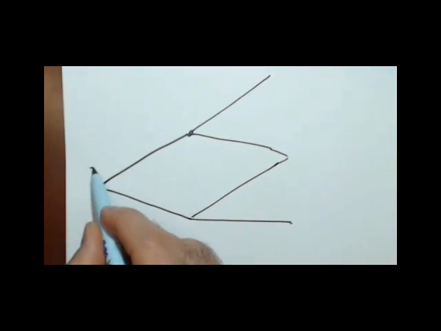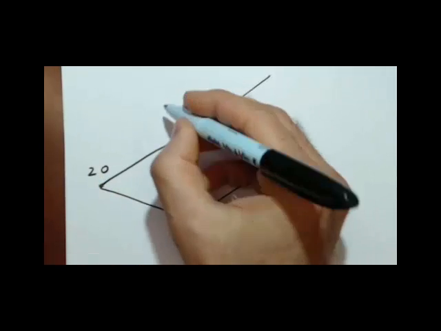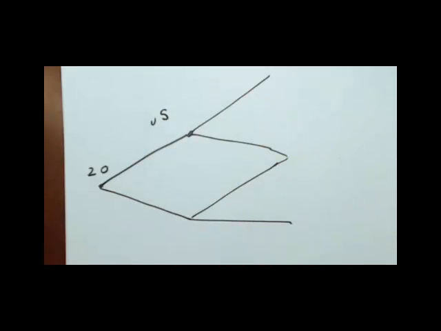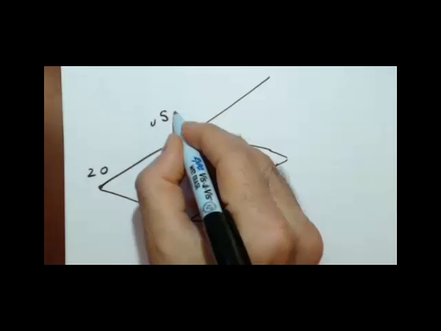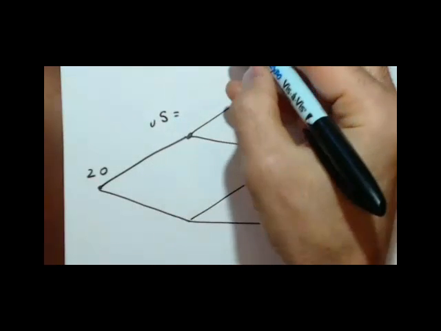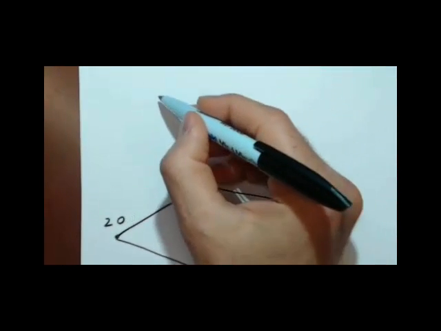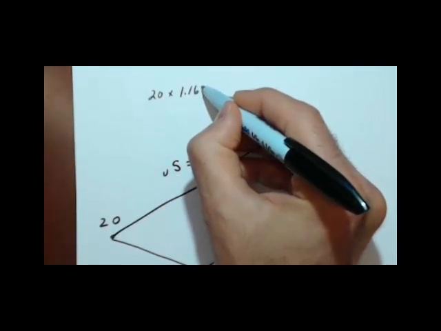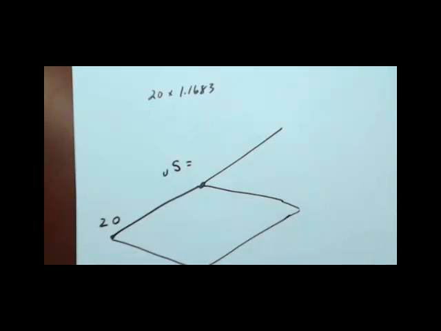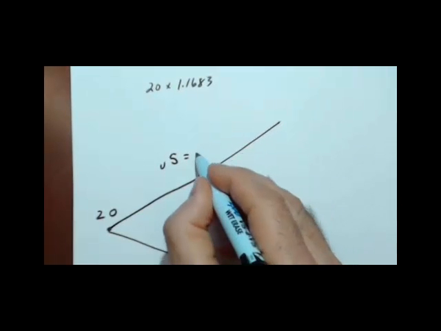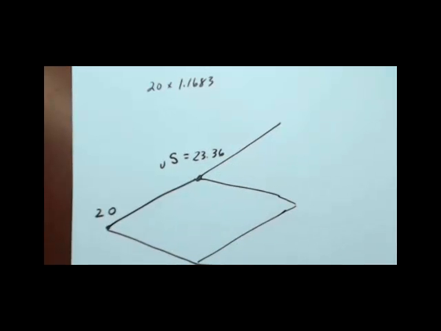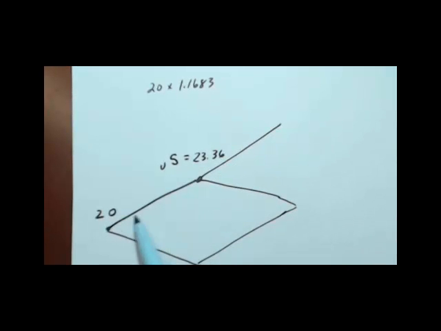The stock starts at $20 a share. And I'm saying the stock can go up, and I'll call it with a little subscript U. That means the stock goes up. The amount the stock goes up is going to be, I'll write it up here, 20 times 1.1683, which will equal 23.36. And that's over the first 6 months.